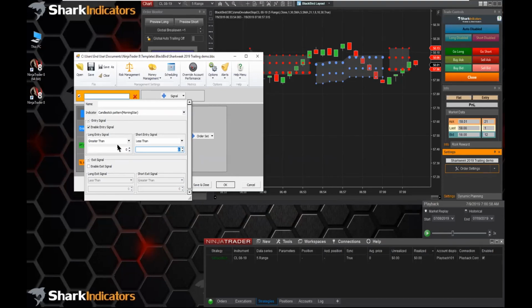Cool. Depending on how powerful your indicator is, if it generates exit signals, you can also do that. You could turn on the exit signals, which will close out the trade via a signal coming from your indicator. So that's what that looks like.